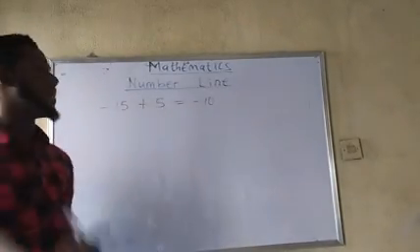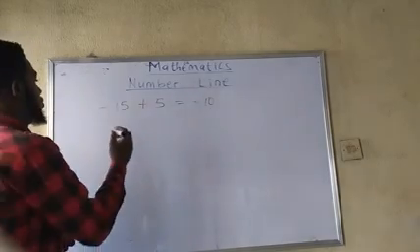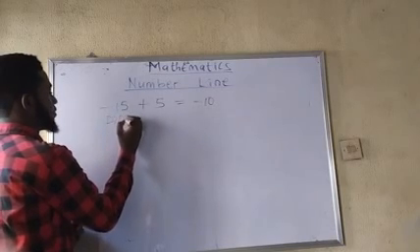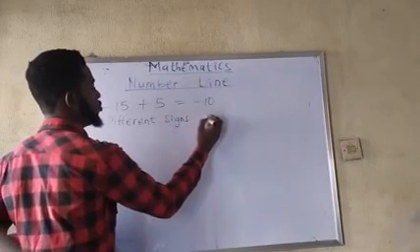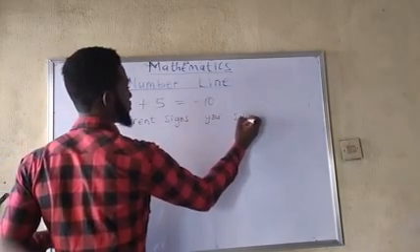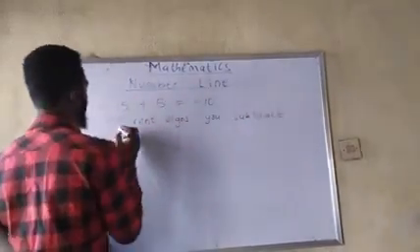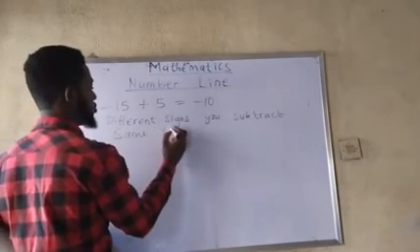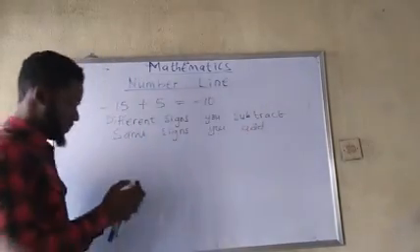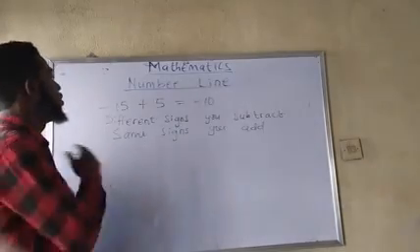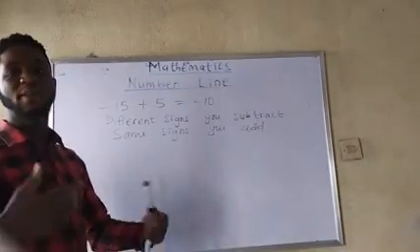Another way I think you can bypass the number line is this. Now, I'm going to say something. When you have different signs, you subtract. You subtract. And when you have same sign, you add. Now, this is very simple. When you have two different signs in mathematics, subtract and add the sign of the biggest number.